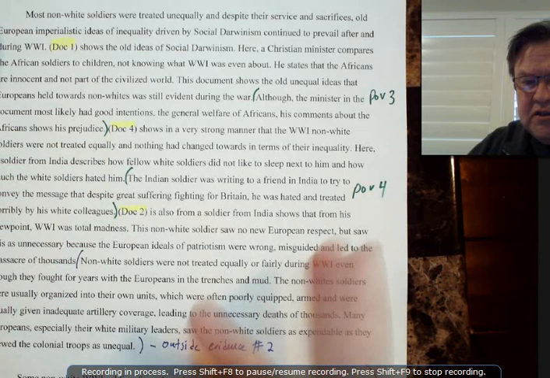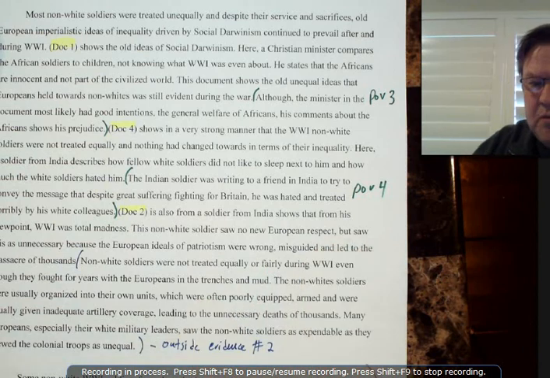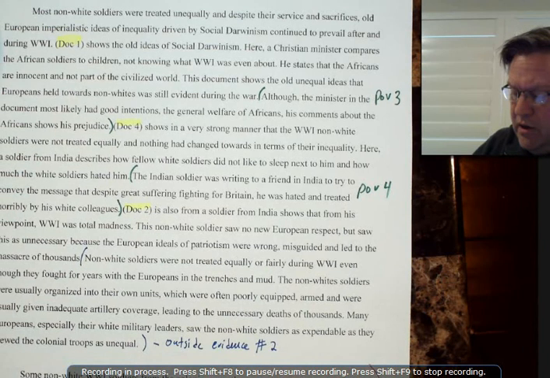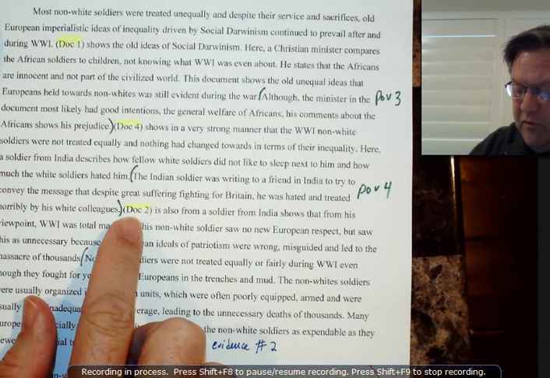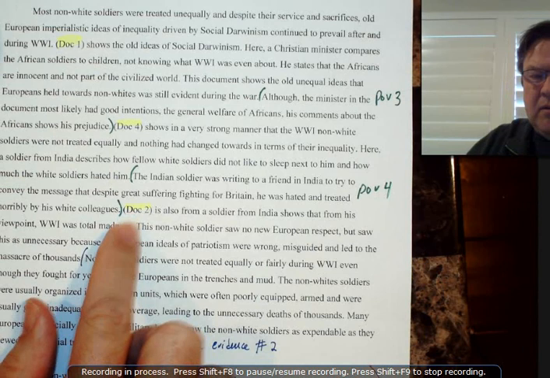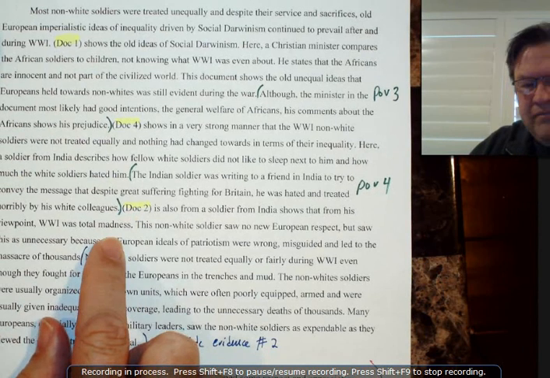Okay, document 2, kind of twisted a little bit. To me, it was the weakest document. Basically, this man from India, a soldier, is saying that he doesn't want to have respect from Europeans because Europeans are wrong. Not the greatest document. You can just briefly put it in there. You want to use all the documents because you get credit for using 4 of the 5, but it's always good to use all of them.